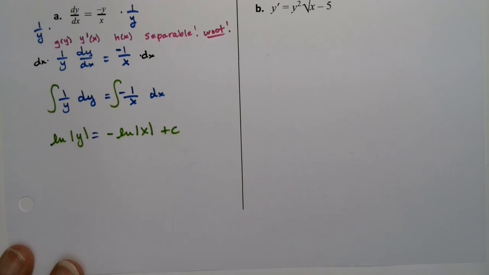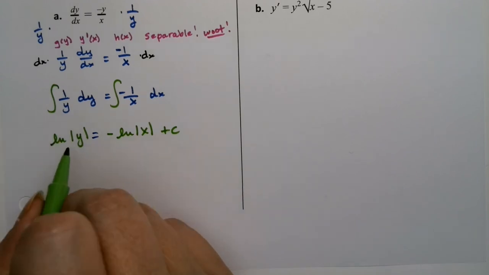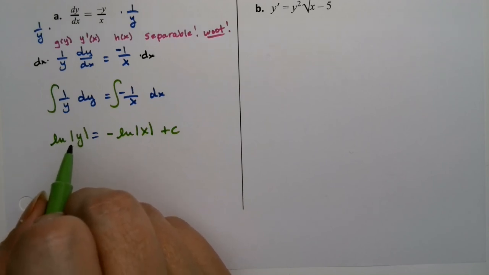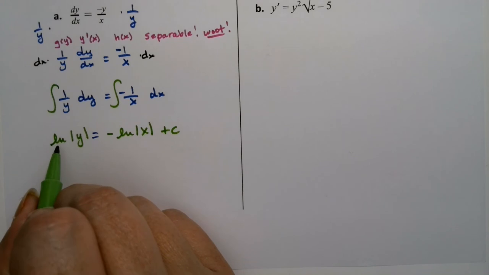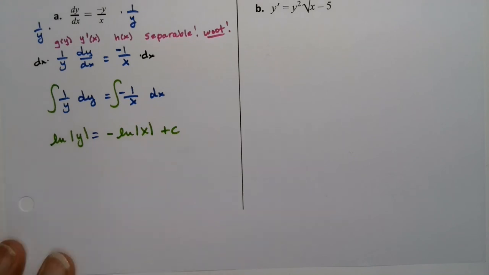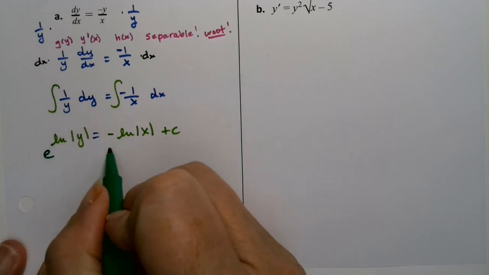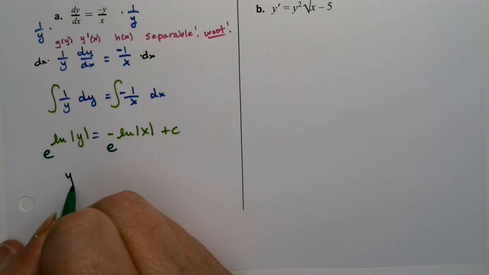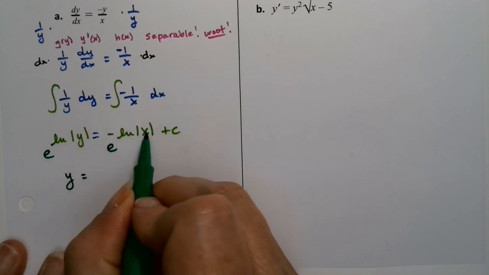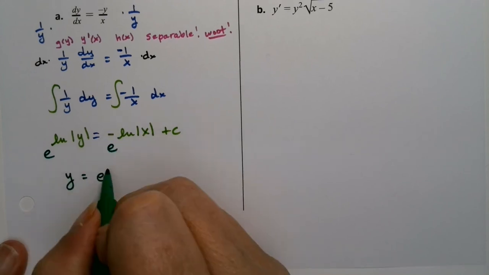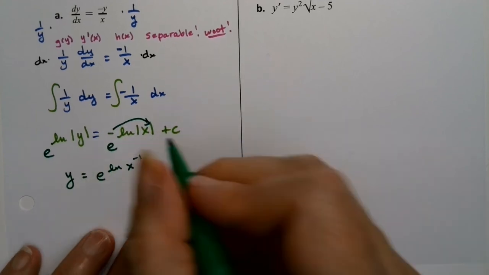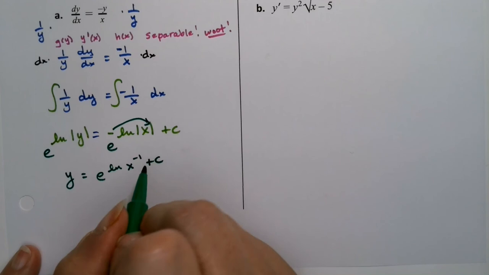It doesn't really matter. All right, so then I want to solve this explicitly for y. So I want to get y by itself. So I need to get rid of this natural log. And of course, the way to get rid of a natural log is to exponentiate both sides. So I'm going to take e to the one side and e to the the other side. e to the natural log of y is just y. Now, e to the negative natural log of x is not negative x. This is e to the natural log of x to the negative 1, right? Plus c, and that c is up in that exponent.